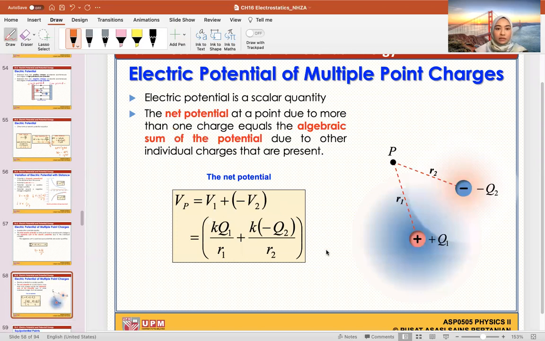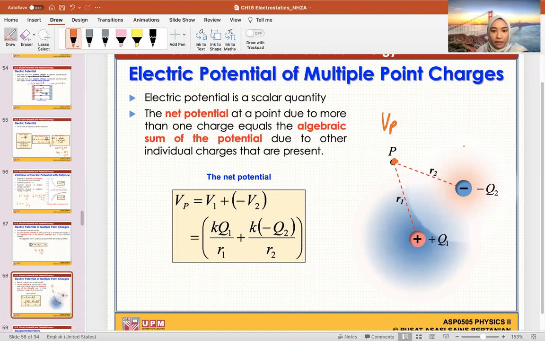Do we have it here? Yes. Okay, so the net potential at a point. So here I have positive charge Q1 and then I have a negative charge Q2. Okay, nanti we will go for a break. Jangan sabar sikit. So I want to know, hey, what is the potential at this point P? So I want to know what is VP due to the charges here, charge here and the charge here.